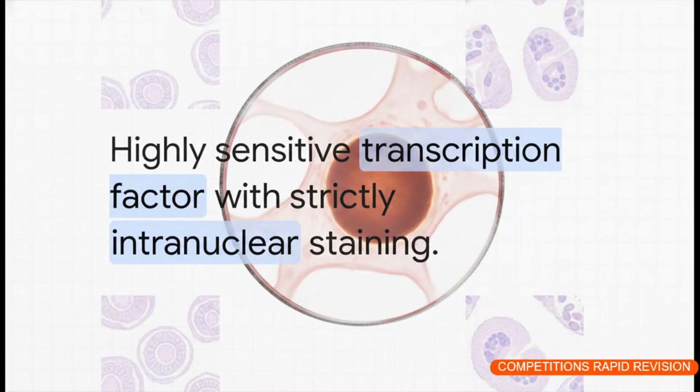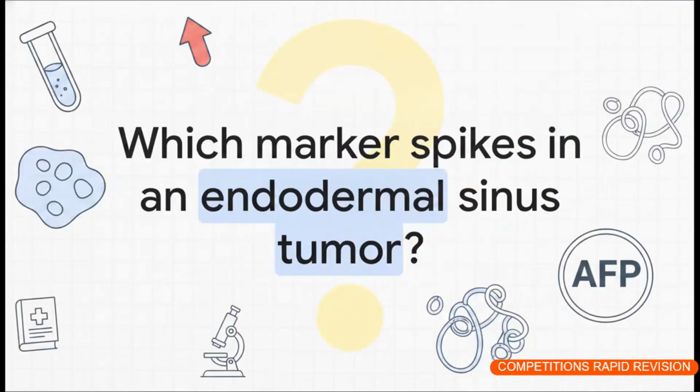Let's look at a very specialized immunohistochemistry marker that's been popping up on recent exams. INSM1, or insulinoma-associated protein 1. This is a highly sensitive transcription factor for diagnosing neuroendocrine tumors. But the absolute keyword you need to zero in on in a question stem is intranuclear. It exhibits strictly intranuclear staining, which really sets it apart from other markers that might just stay in the cytoplasm or the cell membrane.